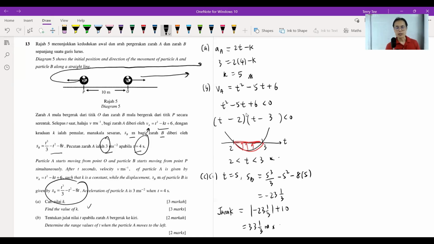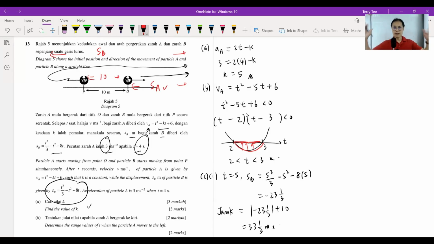Now, for example, if B wants to overtake A, B has to go this distance. Okay, this is your displacement of B. This is your displacement of A. So whatever B goes, it must be whatever A travels plus 10 extra meter. Yeah, hope you can see that. Displacement for B, wherever it goes, you add 10.